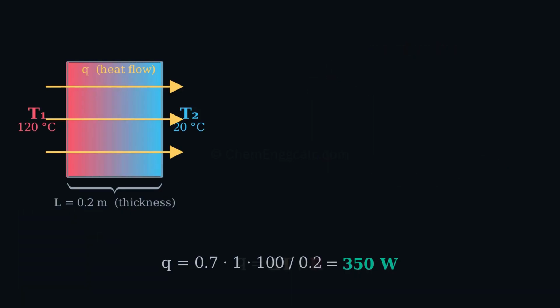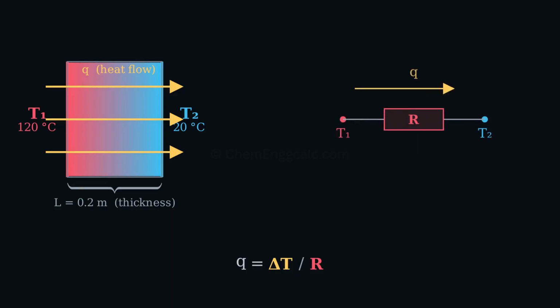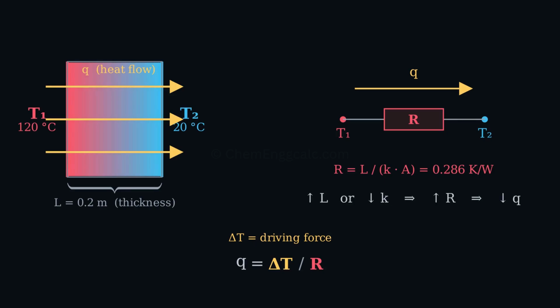We can read this just like Ohm's law for electricity. The temperature difference is a driving force, and the term L over KA behaves as a thermal resistance. A thicker wall, or a lower conductivity, raises the resistance and less heat gets through.